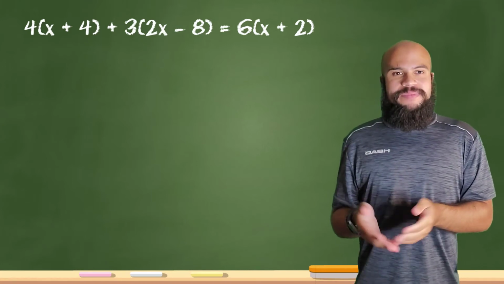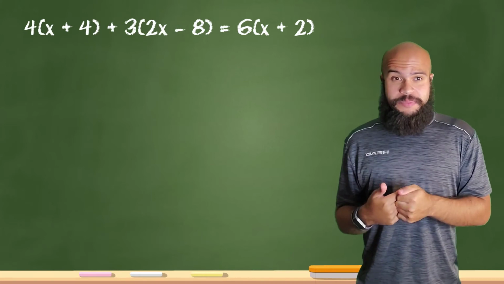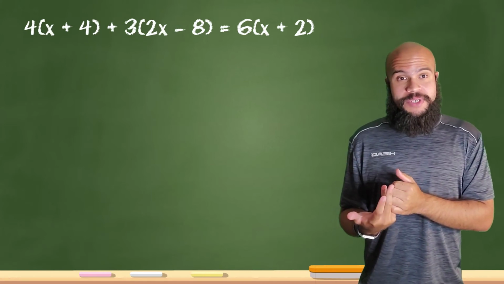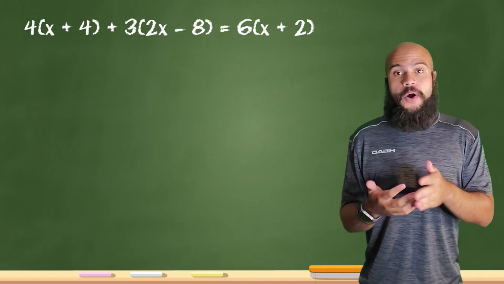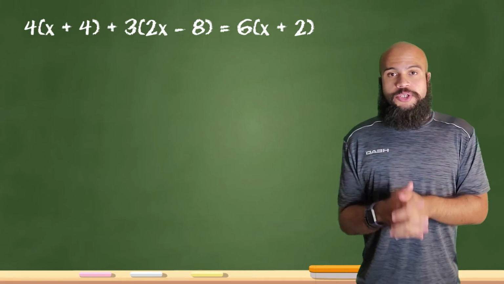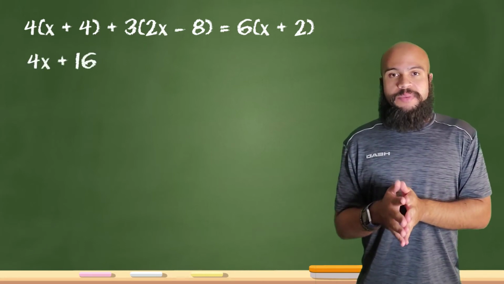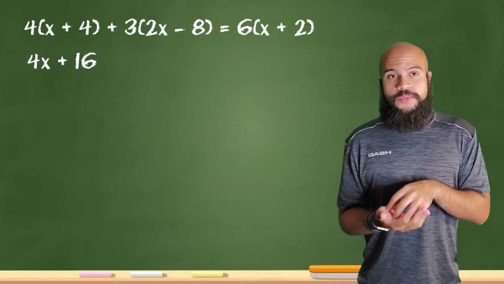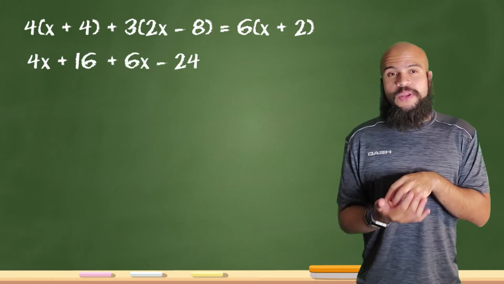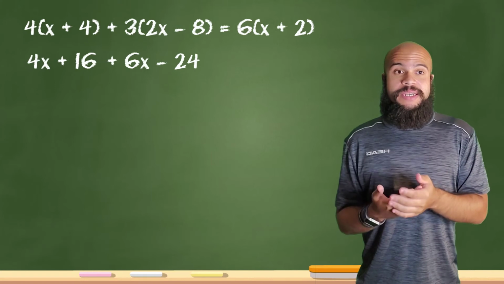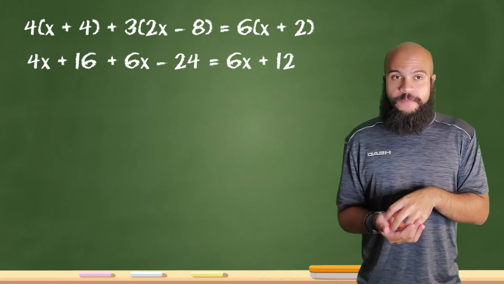Now in this example there's a ton of distribution. In fact, there are 3 areas of distribution in this problem, so I'm going to handle all 3 of those first. Distributing the 4 leaves me with 4x plus 16. Distributing the 3 leaves me with 6x minus 24, and distributing the 6 leaves me with 6x plus 12.